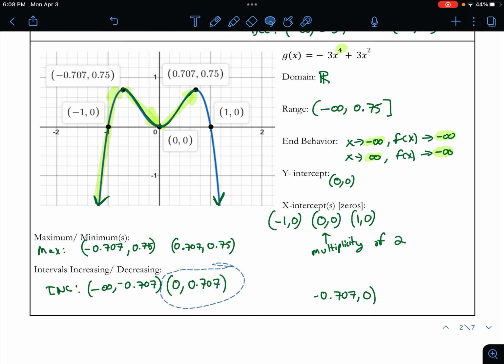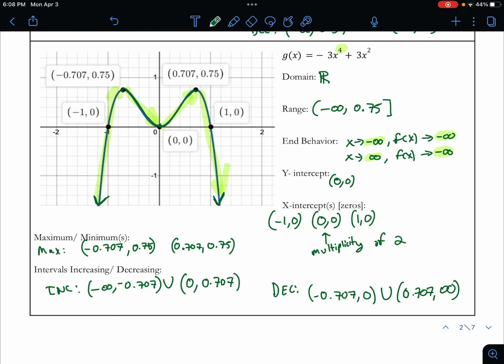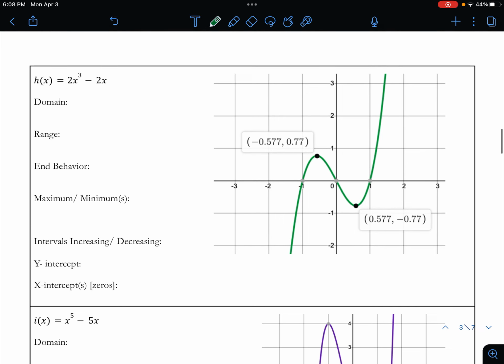Maybe I'll use the little U symbol for union. And the other ones we are decreasing. I got a little ahead of myself. Decrease on this interval. And we are also decreasing on the interval at the end here, all the way to infinity. 0.707. Okay. That looks good.